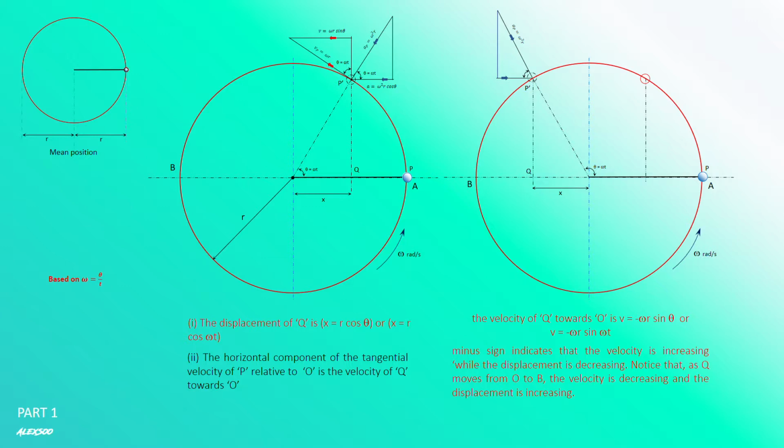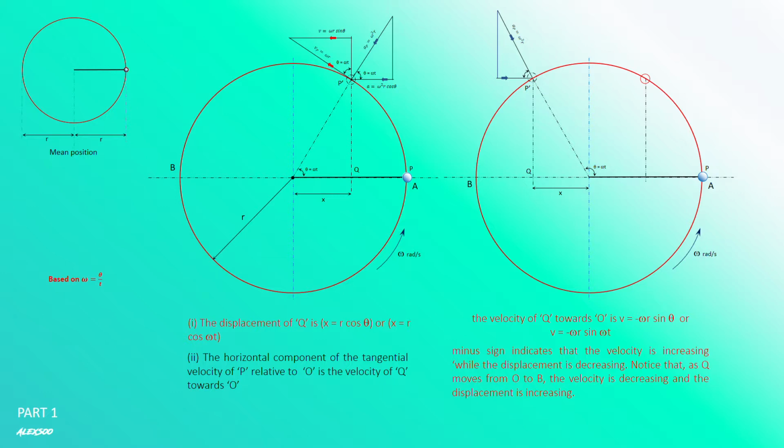The horizontal component of the tangential velocity of P relative to O is the velocity of Q towards O. To find the velocity based on this equation, x equals r cos omega t, we differentiate x with respect to time. Velocity is dx over dt, or you can denote velocity as x dot equals dx over dt. Differentiating x equals r cos omega t with respect to time, you will have v equals negative omega r sine theta, or negative omega r sine omega t. That is the velocity of the red particle.